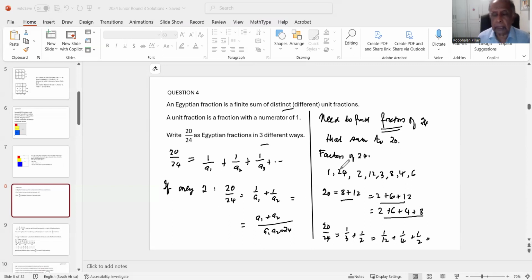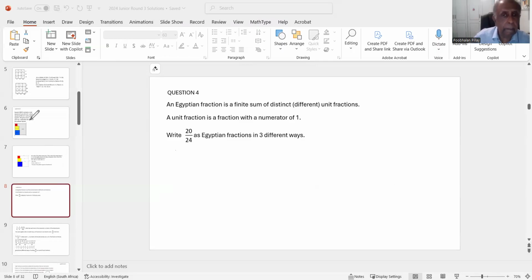All right, so the interesting thing here is that if you put the denominator here, the numerators will have to be factors of 24 for it to become unit fractions like this. So that helped a great deal to make that observation. Okay, so let's just get on to the next problem, which is question 5.